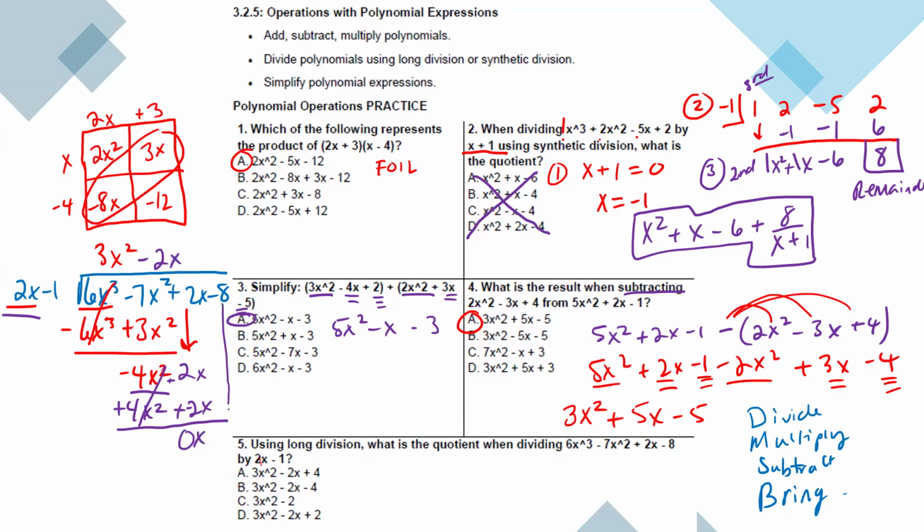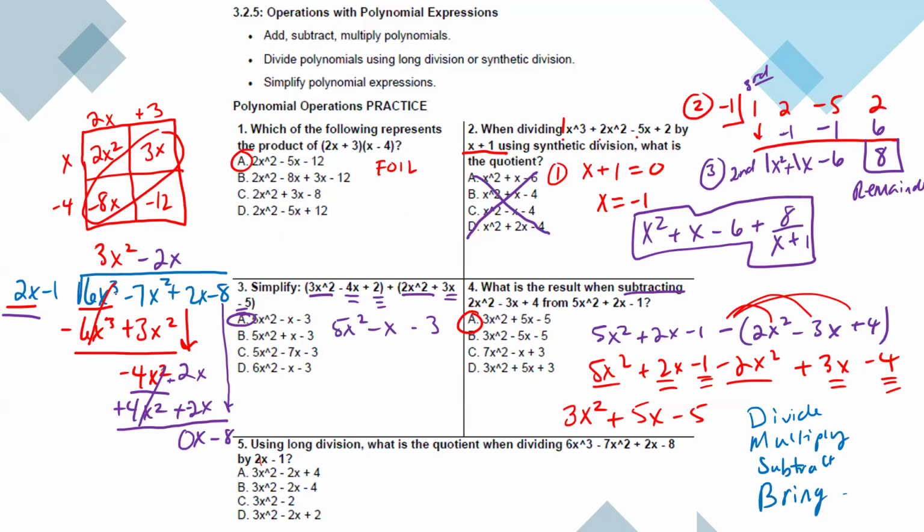And then we bring down. And we get negative 8. Okay. And so then we're now left with 0x. You divide, can't divide.